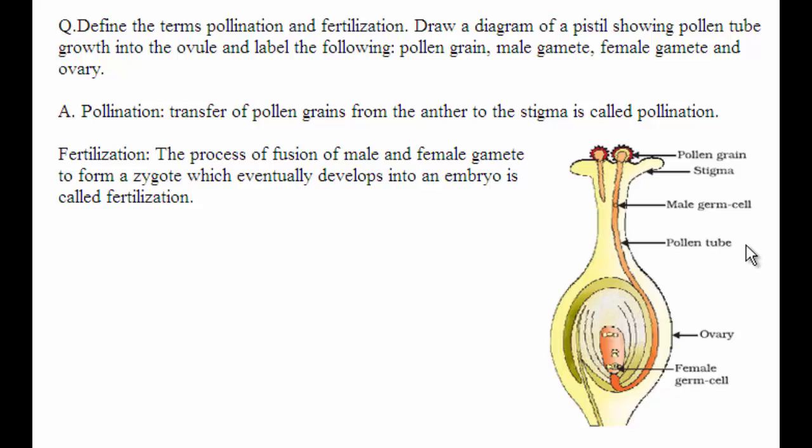Next, fertilization. This is a process of fusion of male and female gamete to form a zygote, which eventually develops into an embryo, is called fertilization. So basically here the male and female gamete fuse together and they form a zygote, and this zygote gradually develops into an embryo. So this entire process is known as fertilization.